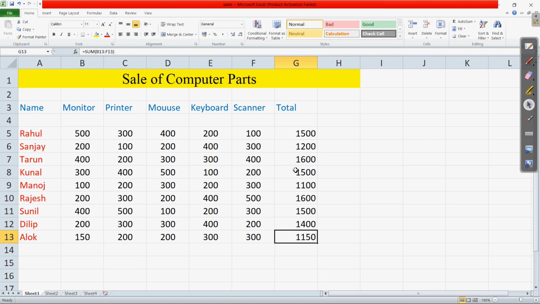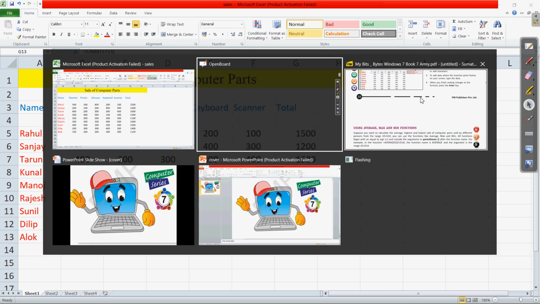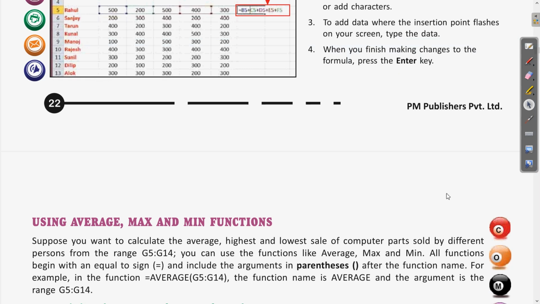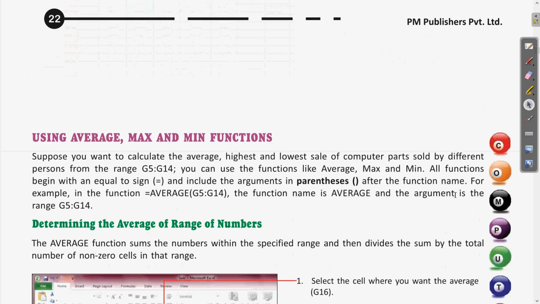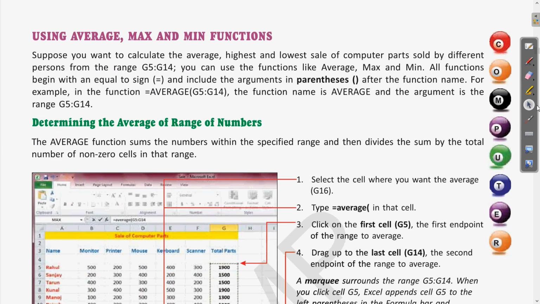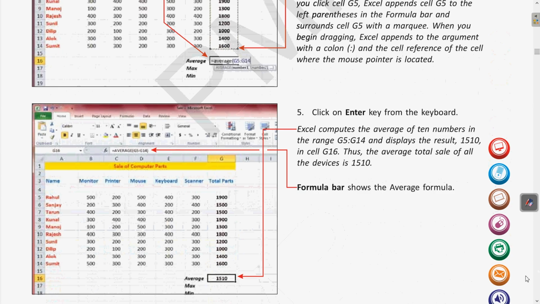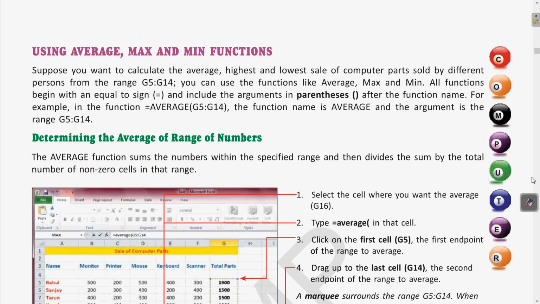Now let us come to the book and see what are the next functions which we are going to see. Okay, so coming to the book, so here it is. So here now we will see how to use the average, max and min functions. Okay, so let us see. Okay, wait a moment. Here it is.